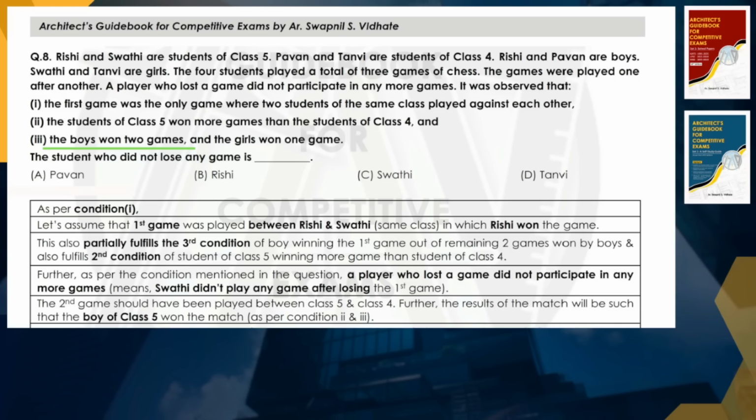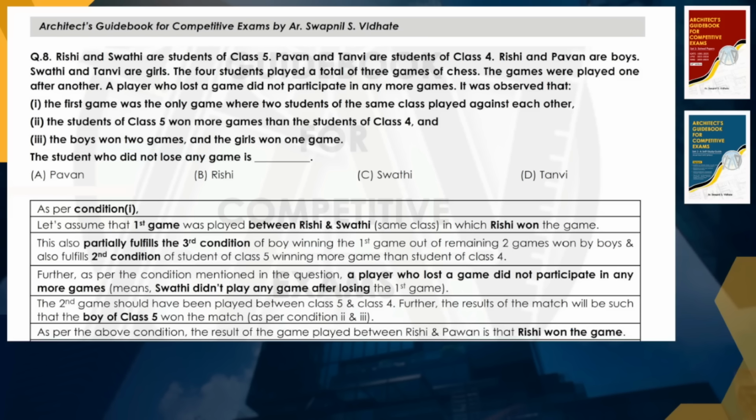So, as per the condition mentioned in the question, the second game should have been played between class 5 and class 4. Further, the result of the match should be such that the boy of class 5 wins the match, right? So, as per this condition, the result of the game played between Rishi and Pawan is that again Rishi won the game, right? So two conditions we have fulfilled here, that boys have won 2 games, and second, the students of class 5 won more games than the students of class 4, right?